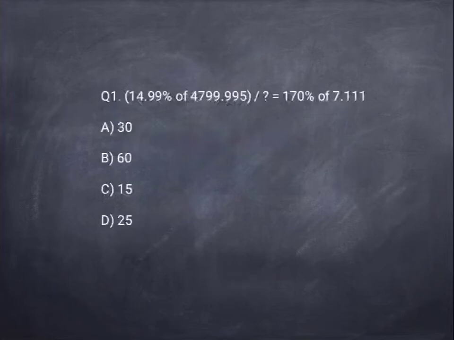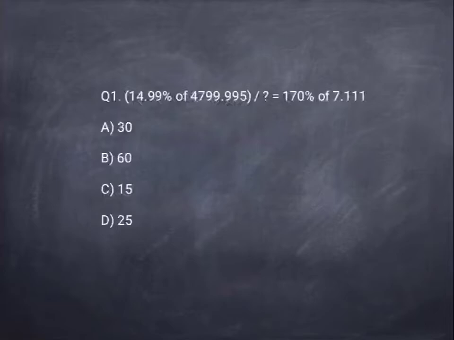So question 1, 14.99% of 4799.995 divided by what is equal to 170% of 7.111. Option A 30, option B 60, option C 15 and option D 25.